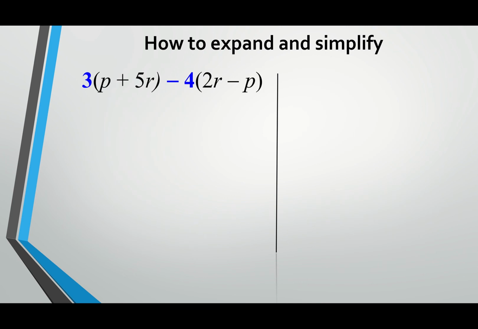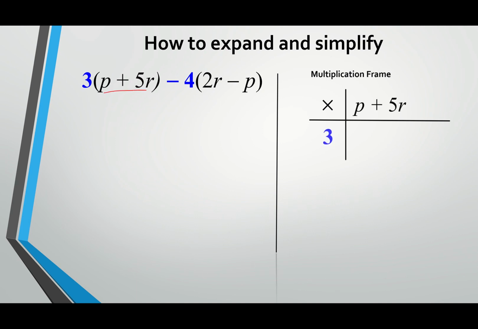Now let's give you a slightly harder question. This time we have two brackets in this expression. So what do we do? We expand them one by one. Let's do the first one first. We have p plus 5r and the number 3 here. So let's multiply them one by one, guys. You all know the rules. These are all positive numbers here, so we don't have to worry so much. We have 3 times p, we'll get 3p. We'll have 3 times 5r, we'll get 15r, and positive.